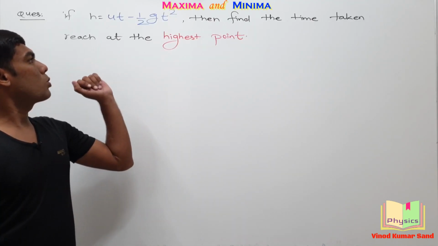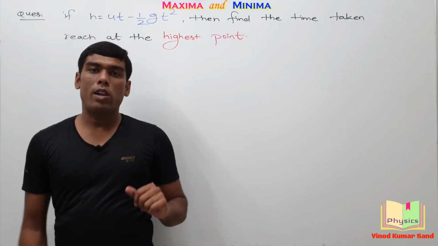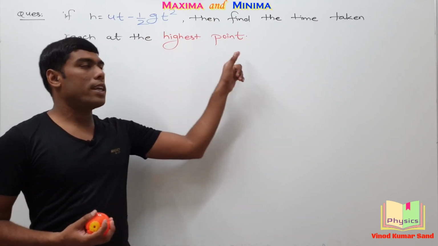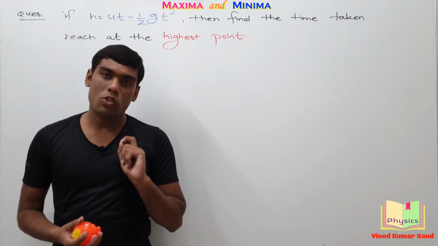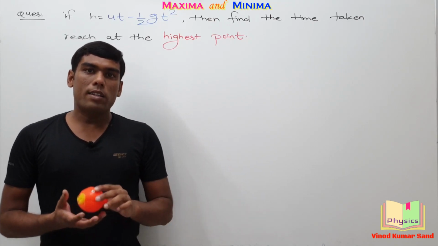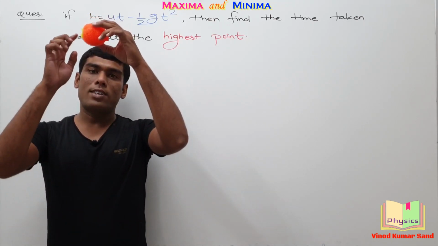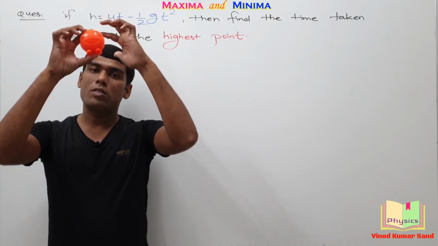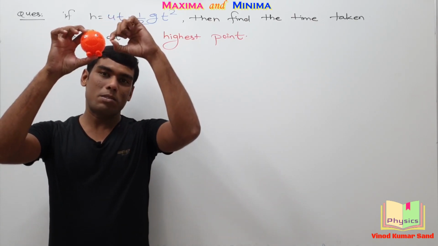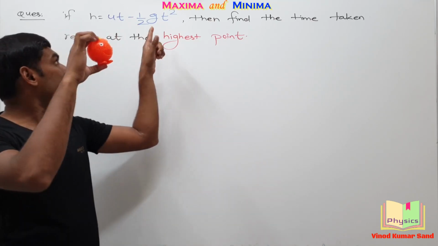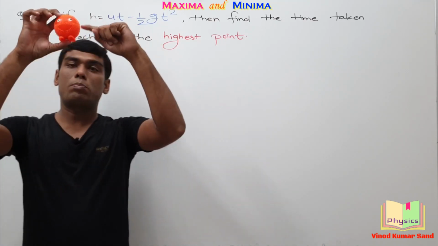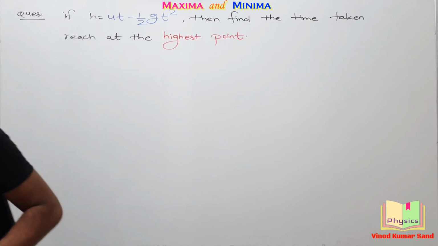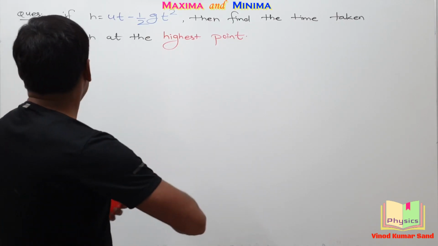Here is the next question. If a ball is thrown up, then how much time will it take to reach at its highest point? When the ball will reach at its highest point, what is the rate of change of height at that point? Ball has already attained the maximum height. Then the rate of change of the height at that point will become 0. That way we can solve the question. So I'm starting the solution part.